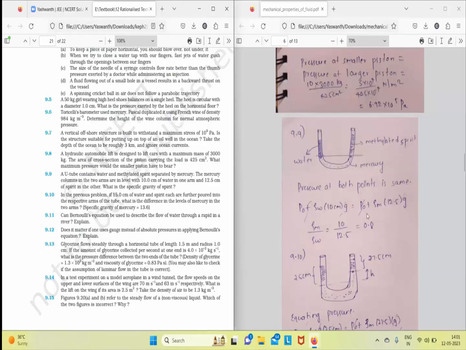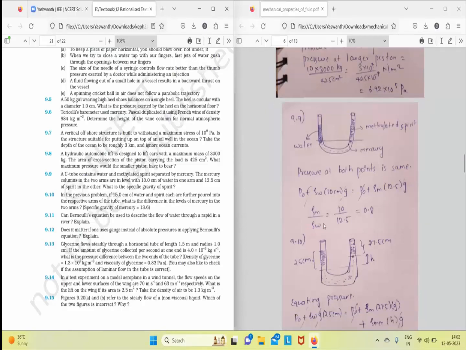That is, atmospheric pressure plus density of methylated spirit into height of methylated spirit into acceleration due to gravity. So the P naught term gets cancelled on both sides. Here you can get the density of methylated spirit divided by density of water equals 10 by 12.5, that is 0.8. So this is the specific gravity of the methylated spirit. Specific gravity is again the relative density with respect to water, which means the actual density of the fluid divided by the density of water gives us the relative density of the fluid, which we got as 0.8.